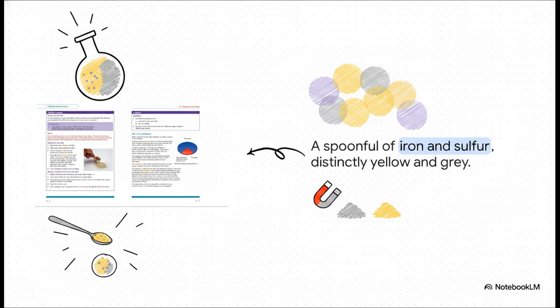Because if you were to scoop it up and look closely, you can clearly see that zero chemical change has occurred. You still see the distinct specks of yellow and gray. The iron is still iron, the sulfur is still sulfur. They are just sharing space.